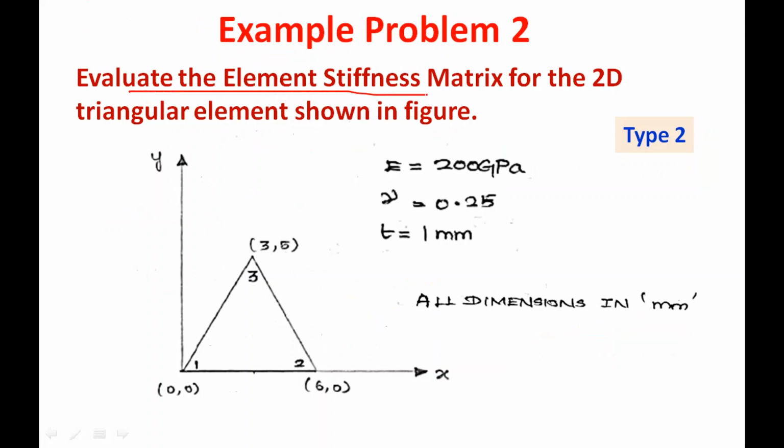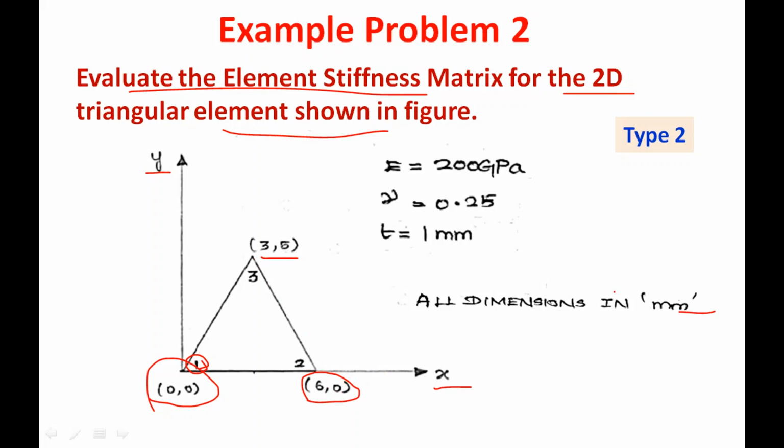Evaluate the element stiffness matrix for the two-dimensional triangular element shown in the figure. So this is the element given. The XY axis indicates the global coordinate system and the position of the element. Node 1 is coinciding with the origin, 0, 0. Nodes 1 and 2 form a horizontal line, so node 2 is along the x-axis at 6, 0. Node 3 is 3, 5. All the dimensions are in mm.